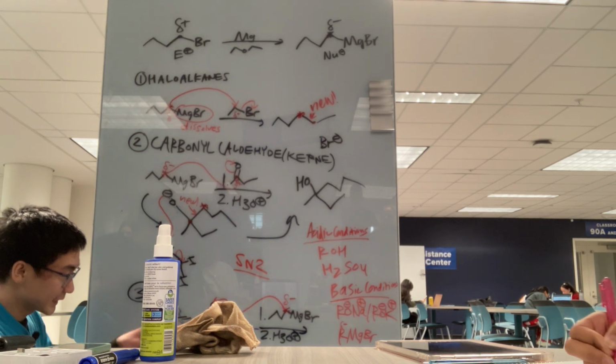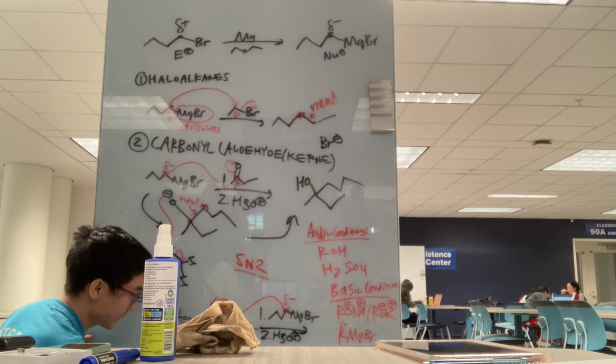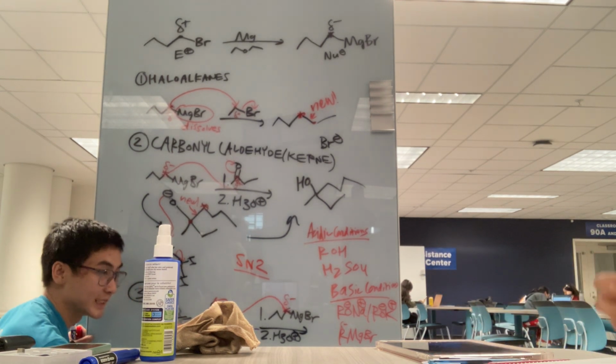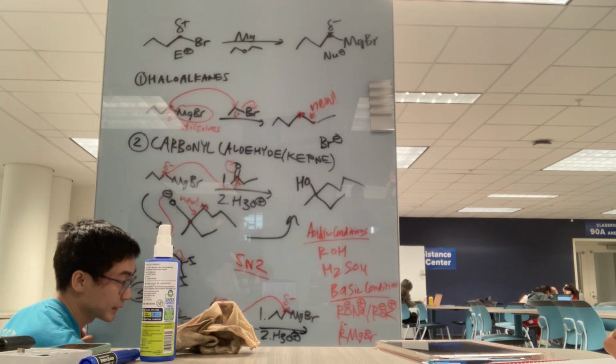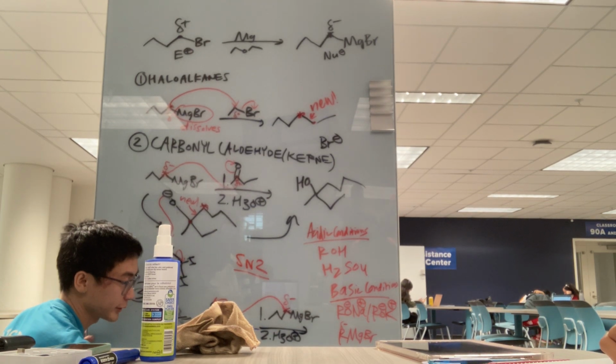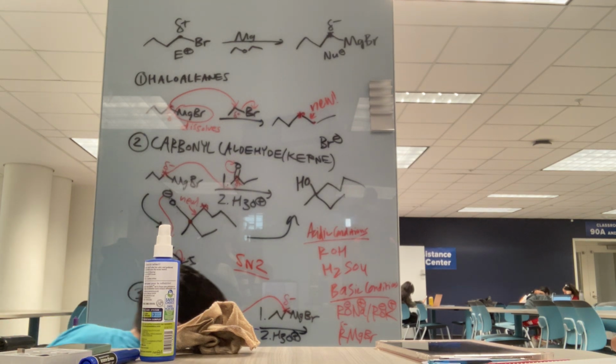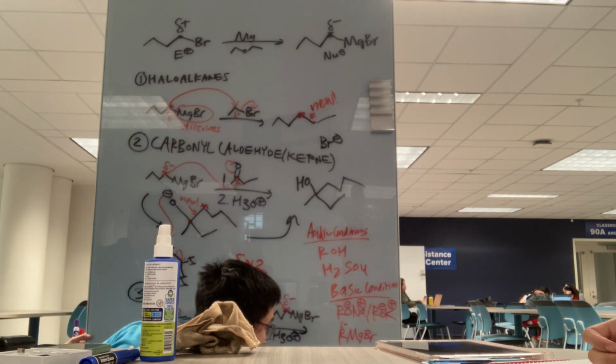So the stereochemistry stays the same on the left side, right? Because this left side carbon here is untouched. Nothing attacked that carbon, so it's going to stay the same. But because this carbon here got attacked by this carbon, we're inverting the stereochemistry of this right carbon right here, right? And that would lead to our neutral OH product molecule here.